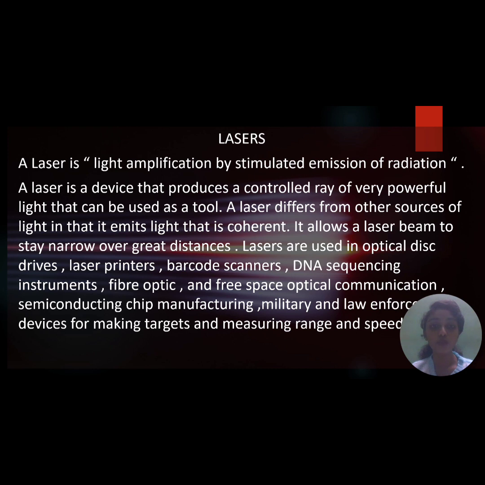First, we'll learn what is laser. A laser is a light amplification by stimulated emission of radiation. A laser is a device that produces a controlled ray of very powerful light that can be used as a tool. A laser differs from other sources of light in that it emits light that is coherent. It allows a laser beam to stay narrow over great distance.